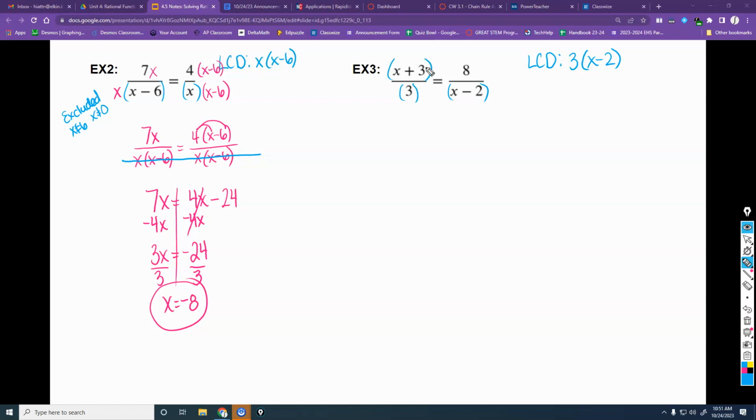And then you've got to do x times negative 2, so minus negative 2x.